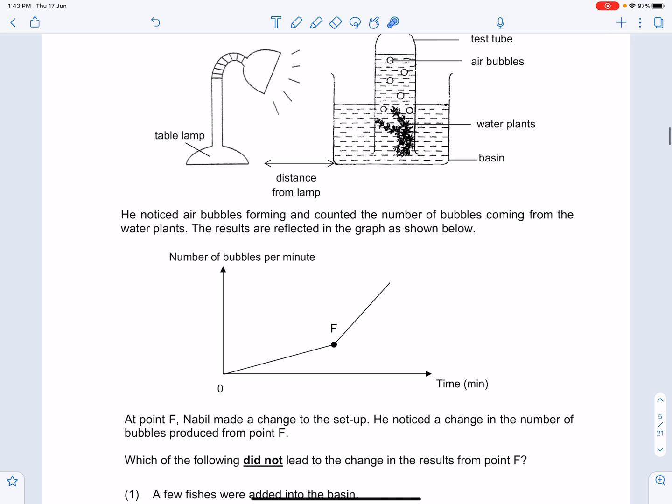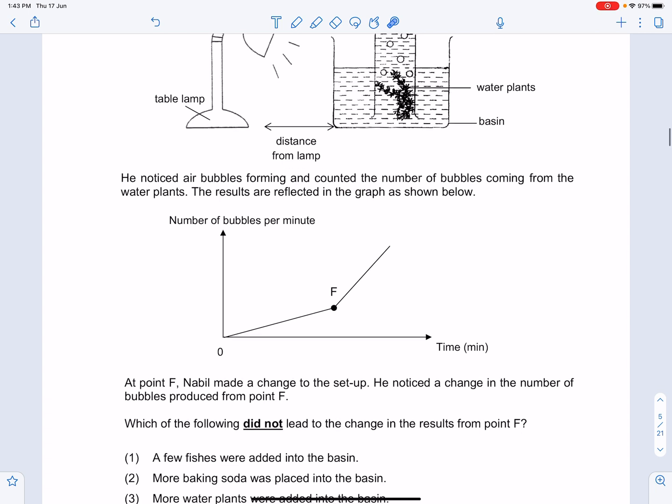Okay, he noticed air bubbles forming and counted the number of air bubbles coming from water plants. The results are reflected in the graph below. At point F, Nabil made a change to the setup. He noticed a change in number of bubbles produced from point F, which of course did not lead to a change of results from point F.